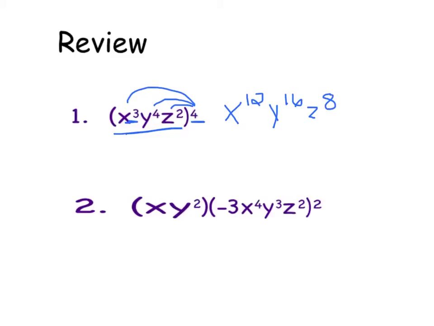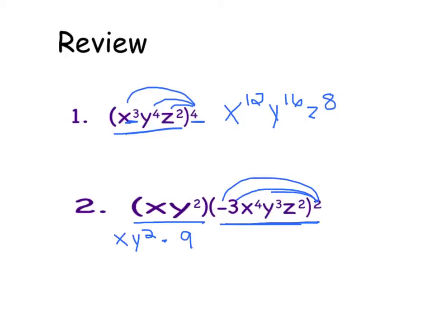The next one looks very complicated, but if you notice that all of this does not have an exponent on the outside, but this does, it gives us a starting point. So we're going to start with this second part. I'm just going to rewrite xy squared times, and I'm going to take my exponent to everything. Negative times a negative is a positive. 3 squared is 9. x to the 4th squared is x to the 8th, because when you're raising a power to a power, you multiply. y to the 3rd squared is y to the 6th. And z squared is z to the 4th.